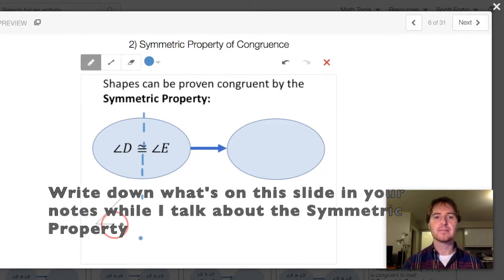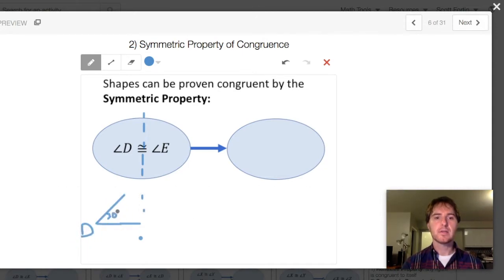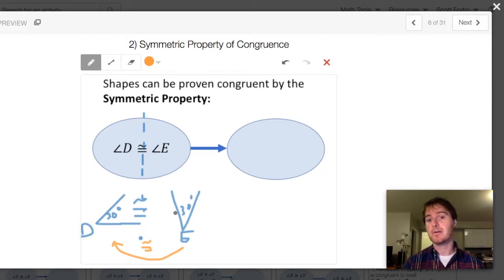So if you have an angle D right here, let's say it's 30 degrees, and it's congruent to an angle E that's also 30 degrees. If we say angle D is congruent to angle E, we can also make the conclusion that angle E is congruent to angle D. That's totally legit here, right? If this thing's congruent to that thing, then that thing also is congruent to this thing.